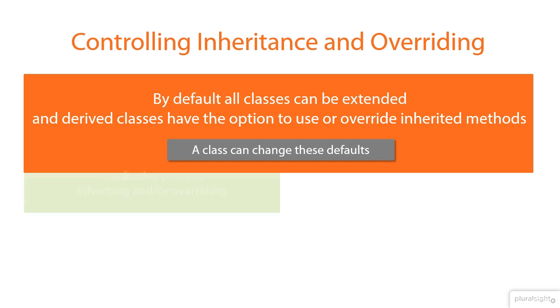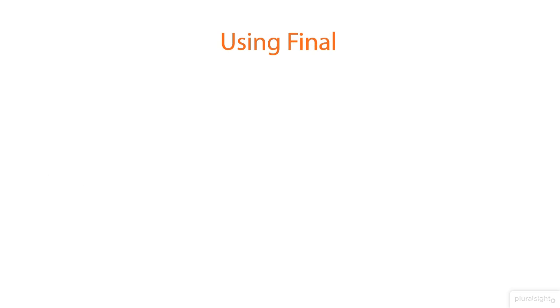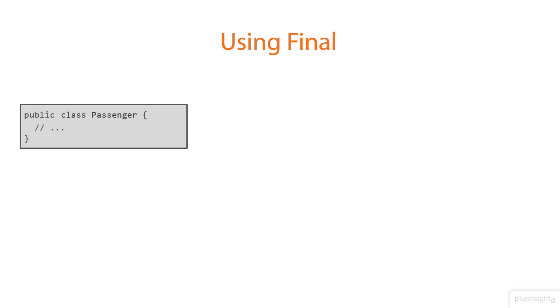One way it does that is using what's called final. Final allows us to prevent inheriting of an entire class or the overriding of certain methods. Let's take a look. Let's say we have our passenger class we've seen before. But let's say we've decided that we don't want to allow any specialization of the passenger class. We don't allow anyone to extend this class. Well, all we have to do is take the passenger class and mark it as final. By marking it as final, simply put, you cannot inherit from it anymore. You're not allowed to extend that class.